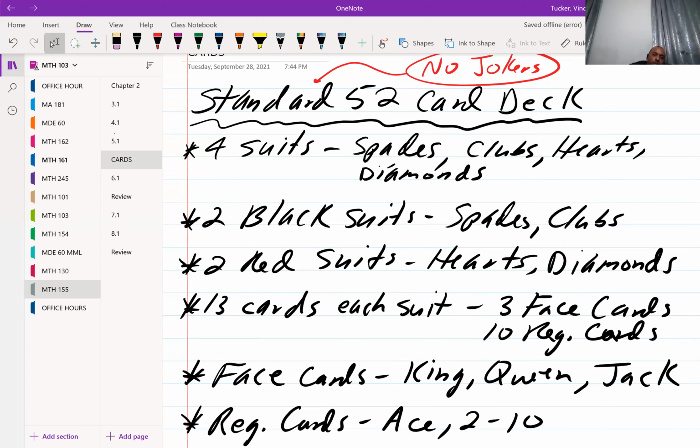So 13 cards each suit. You have 3 face cards, 10 regular cards. Your ace is not a face. The face cards are king, queen, and jack. And then your regular cards would be your ace, which can sometimes represent number 1, and then 2 through 10. So each suit has those 13 cards: king, queen, jack, ace, and 2 through 10.